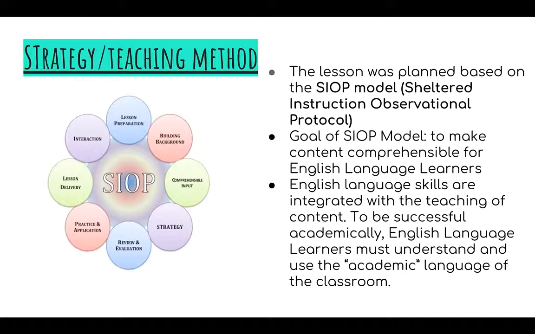The strategy for this lesson was planned based on the SIOP model, which stands for Sheltered Instruction Observational Protocol. The goal of the SIOP model is to make content comprehensible for English language learners. English language skills are integrated with the teaching of content. To be successful academically, English language learners must understand and use the academic language of the classroom. For this demo lesson, we attempted to include the features of the SIOP model through content and language objectives, modeling, teaching vocabulary, scaffolded instruction, and group work.